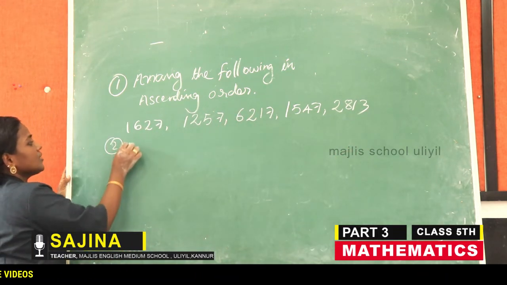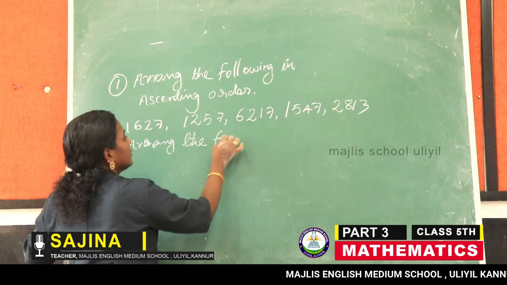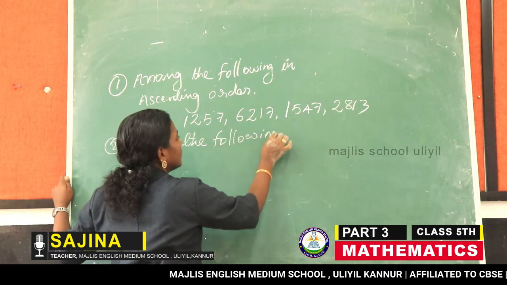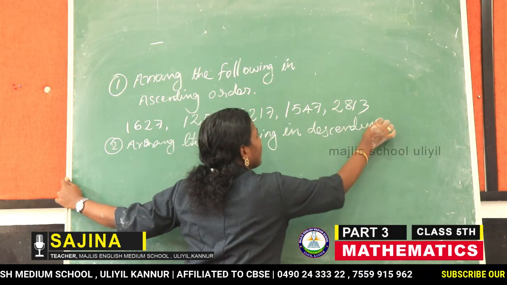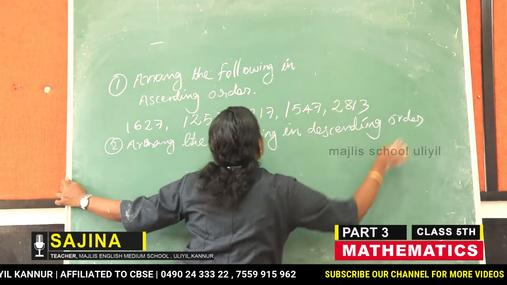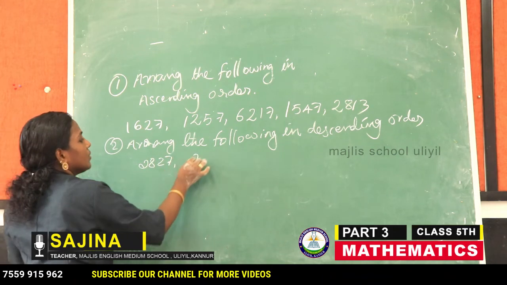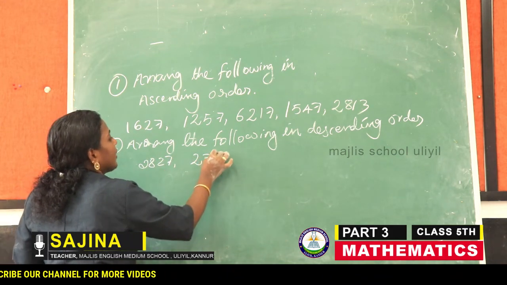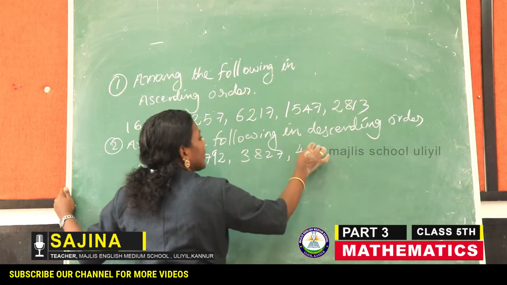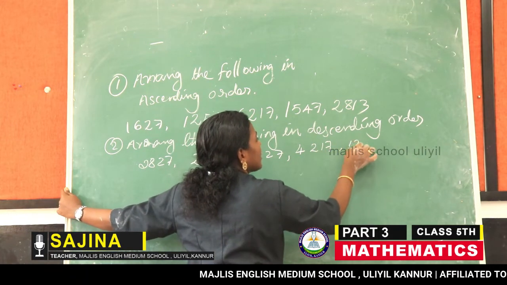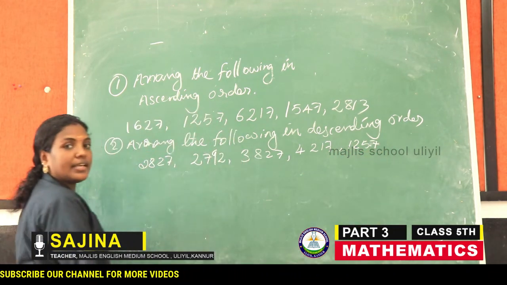Next, second question. Arrange the following in descending order: 2,827, 2,792, 3,827, 4,270, 1,257. Arrange these numbers in descending order.